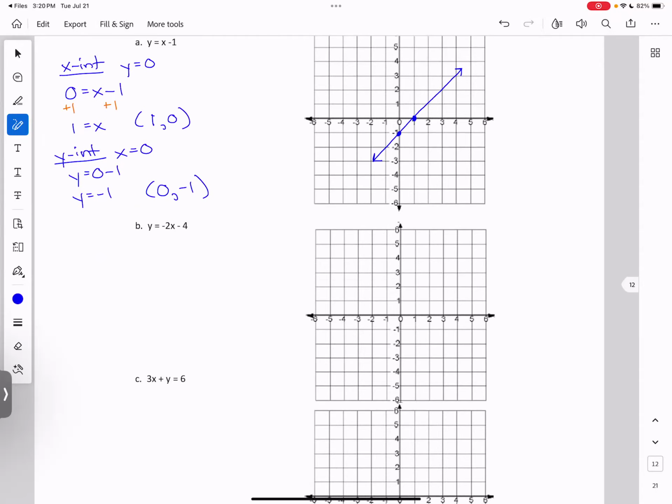So same 4 steps. So step 1, let's find our x-intercept. So set y equal to 0. And that's going to give us 0 equals -2x minus 4. So let's move that 4 over to the other side by adding 4 to both sides of the equation.